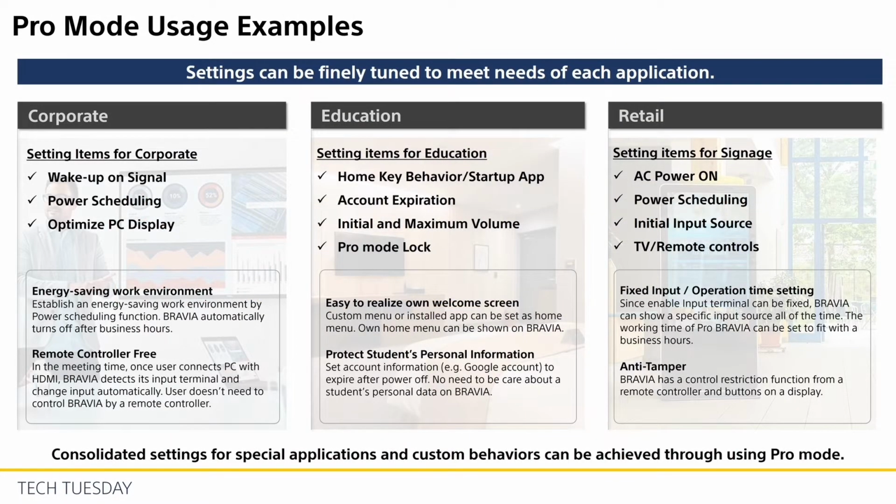Okay, so these are some of the Pro Mode usage examples. And once again, these are examples of what you may set up for these different types of applications. In a corporate environment, a lot of customers want to use Wake Up on Signal. It's a very reliable way to detect whether there's a signal on HDMI or not. If you're using a video conferencing system, once that conferencing system comes up and sends a signal to the display, it will automatically come out of standby and turn on. And then once that signal goes away from HDMI, it'll go back to standby mode.